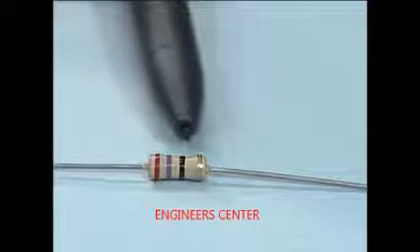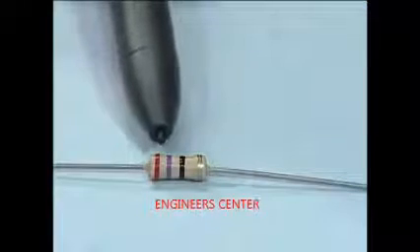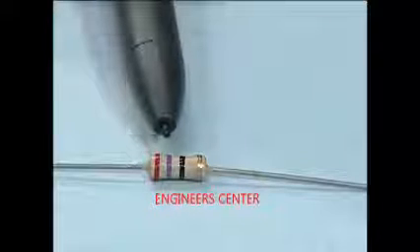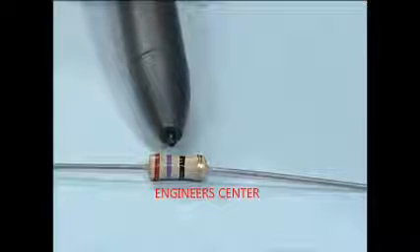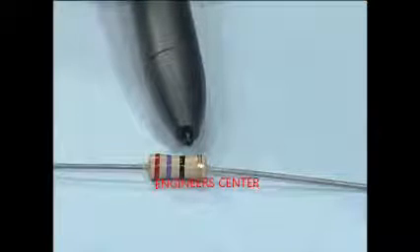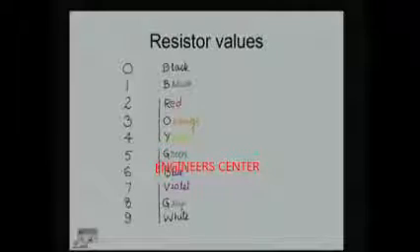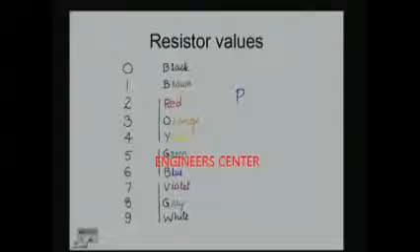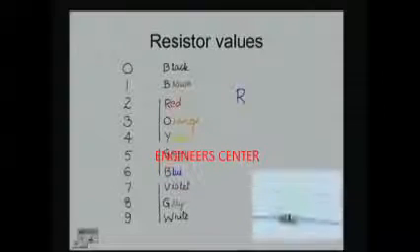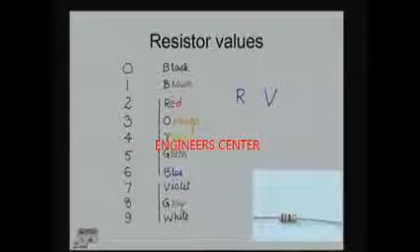So, the value is given by only the first three color bands. The first band represents the first significant digit, the second band the second significant digit, and the third band is the multiplier, 10 to the power of something, whatever that color represents. So, here for example, if we take that particular resistance, you have the first band which is red, the second band which is violet, and the third band which is black.